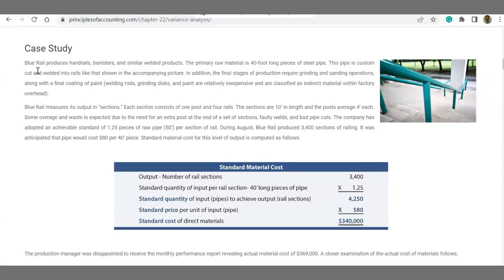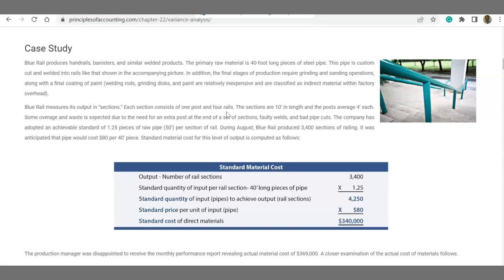So in this case study, it says Blue Rail produces handrails, and the primary raw material is 40-foot long pieces of steel pipe. Keep that in mind. The pipe is custom cut and welded into rails like that shown in the picture. Okay, got it. In addition, the final stage of production requires grinding and sanding and final coating of paint. Got it. Blue Rail measures its output in sections. Each section consists of 1 post and 4 rails.